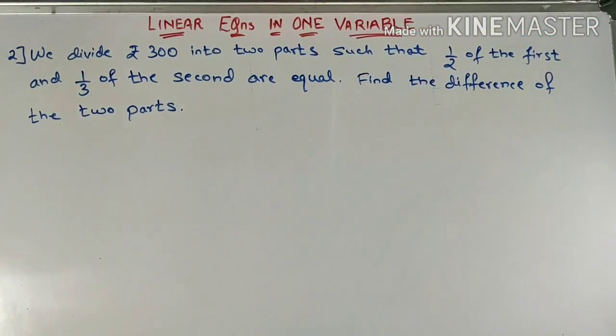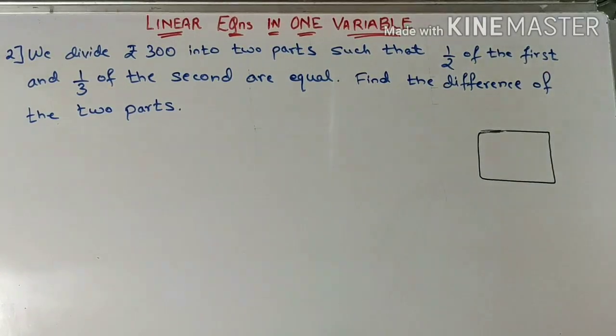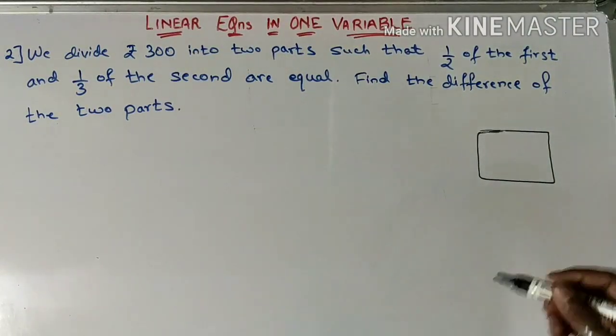So my next question is, we divide rupees 300 into two parts such that half of the first and the 1/3 of the second are equal. Find the difference of the two parts. So always remember, we are supposed to read the problem completely once before jumping to solve it. So here we have been given that we divide rupees 300 into two parts.